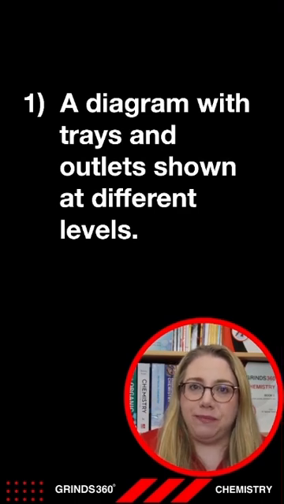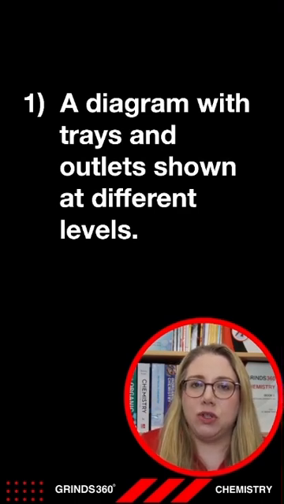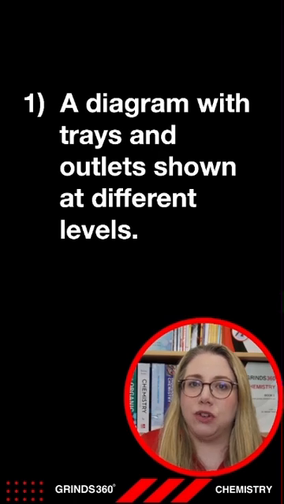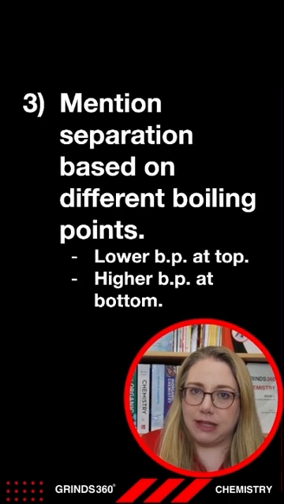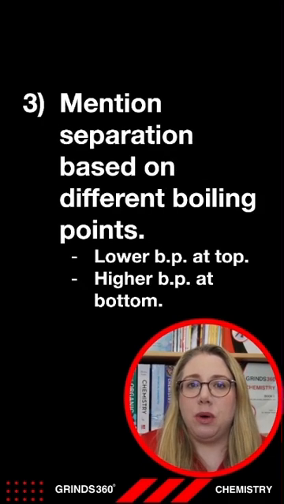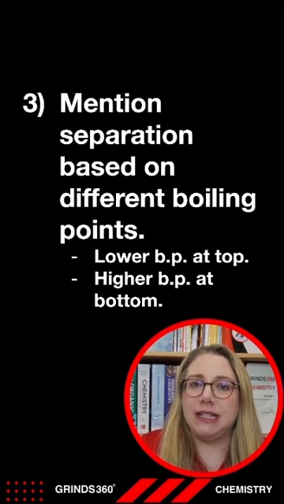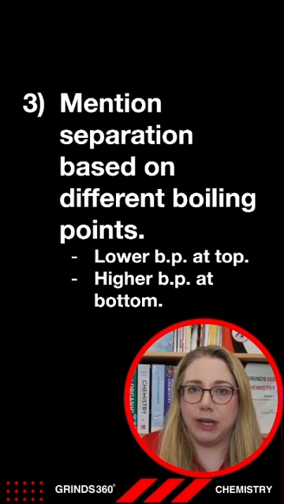The first one, on your labelled diagram, if you show a number of outlets and a number of trays at different levels, that's your first 3 marks. Next, if you show crude oil going into the column at the bottom and being heated by a furnace, that's your next 3 marks. Then we should mention somewhere on the paper that fractional distillation works by the separation of different fractions based on their boiling points.